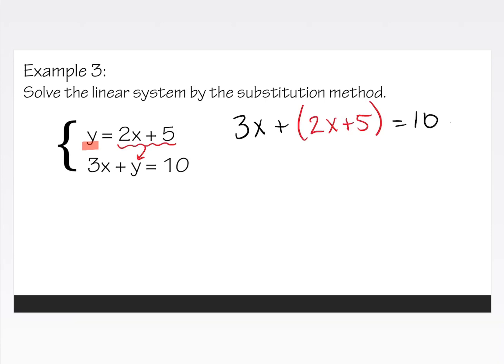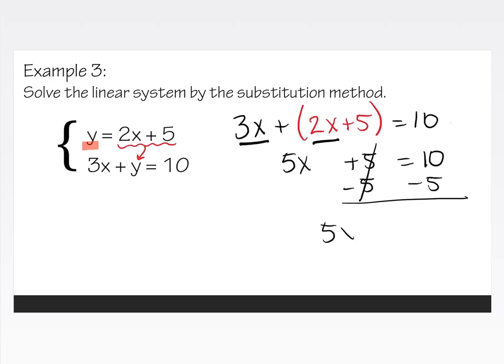Now I can combine my like terms. On the left side I have 3x and 2x, which gives me 5x, plus 5 equals 10. Now I have a two-step equation. I can subtract 5 from both sides and get 5x equals 5. Now I have 5 times x, apply the inverse, and divide both sides by positive 5. On the left side it reduces to 1, so I get x equals positive 1. And that is my x-coordinate.